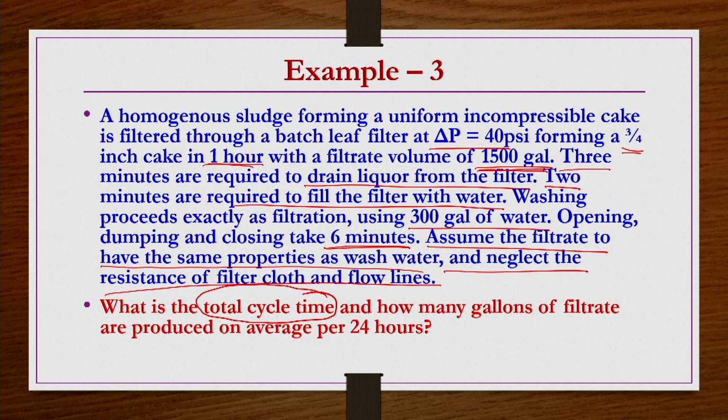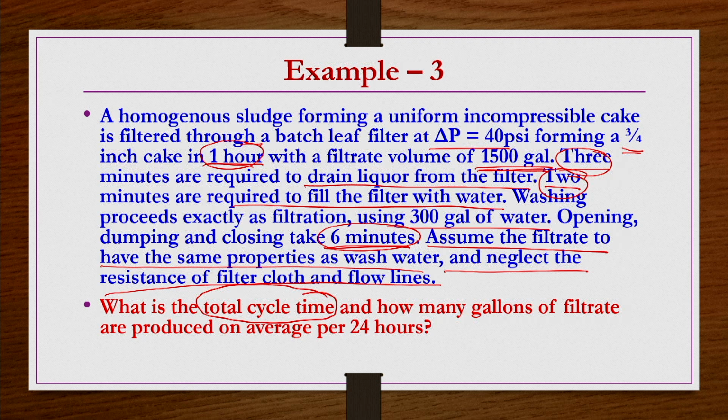Filtration time is given as 1 hour, but washing time is not given. So, we have to find out the washing time. Once you find the washing time, add it to the filtration time of 1 hour, draining of liquor 3 minutes, filling the filter with water 2 minutes, and closing, dumping, opening, etc., 6 minutes. If you add together all the times, you will get the cycle time. So, in order to know the cycle time, you need to calculate the wash time also. But washing proceeds exactly the same as the filtration, that is also given.